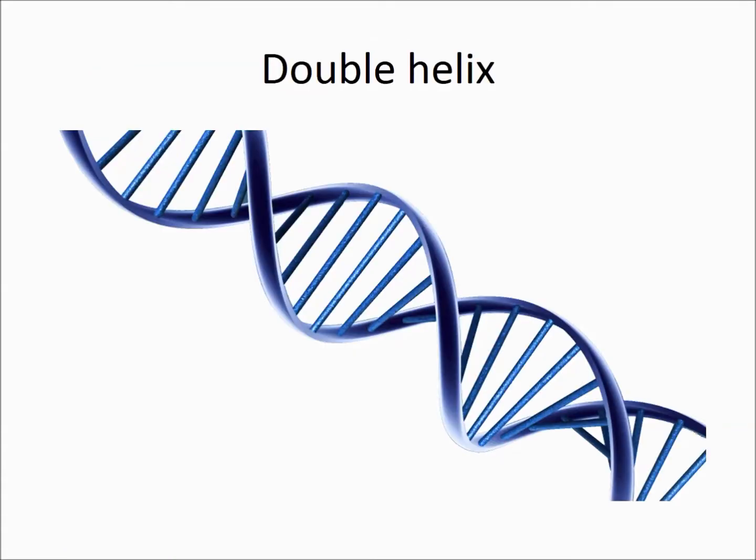In solution and in the cell, DNA forms a beautiful molecule called a double helix. That is, the two backbones of the two strands twist around one another to form a helix, and the bases that pair with one another form the rungs of a ladder, as shown here.